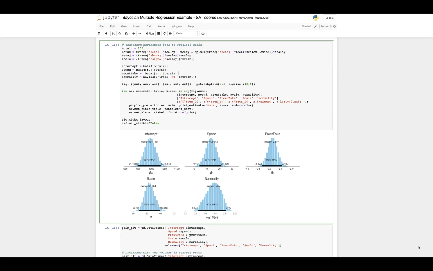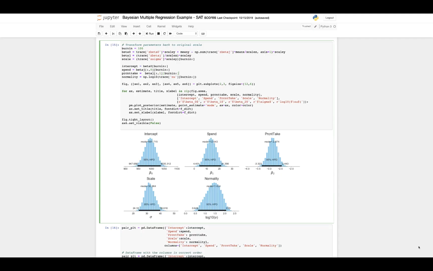The important things, though, are spending and percent takers. And notice that in spending, the mode is 12.6. So in fact, spending is a contributor to performance on the SAT. So in other words, the performance of the students in that state. And you can see it's a factor of better than 12, with the HPD, high posterior density region, between 4 and 21. So that's telling you that spending is in fact a major contributor to performance by the students on the SATs.